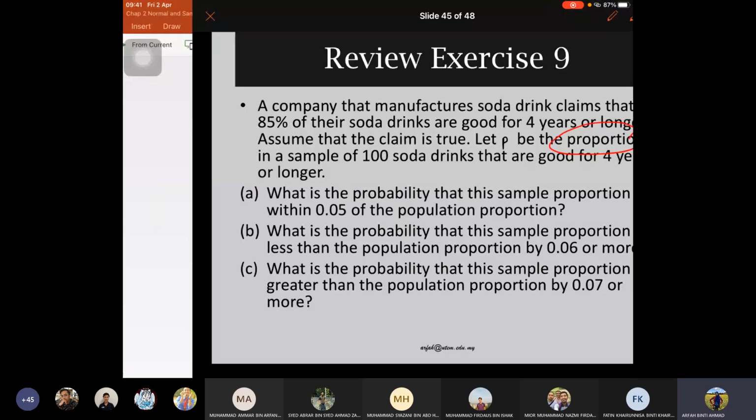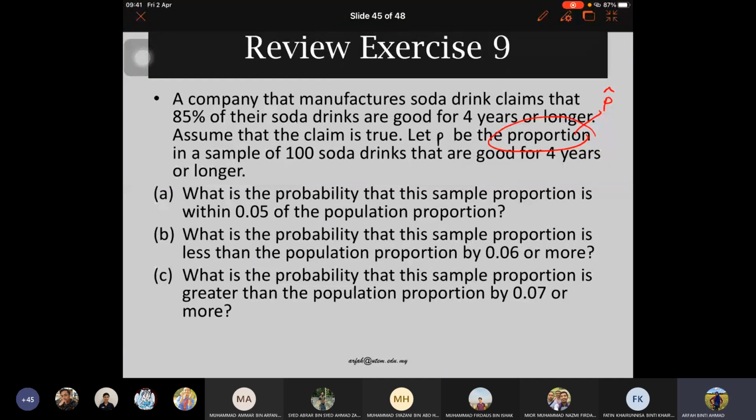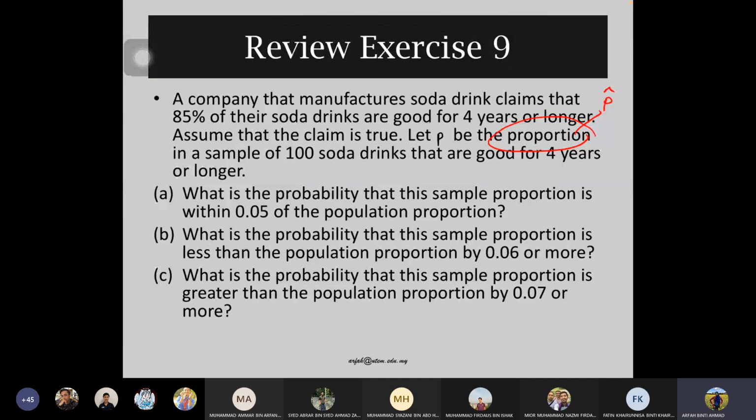Kita tengok yang ini. Okay, so a company manufactures soda drink claims that 85% of their soda drinks are good for 4 years or longer. Assume that the claim is true and let P hat be the proportion in a sample of 100 soda drinks that are good for 4 years or longer. So what is the probability? So parameter yang dia bagi adalah proportion in this case.